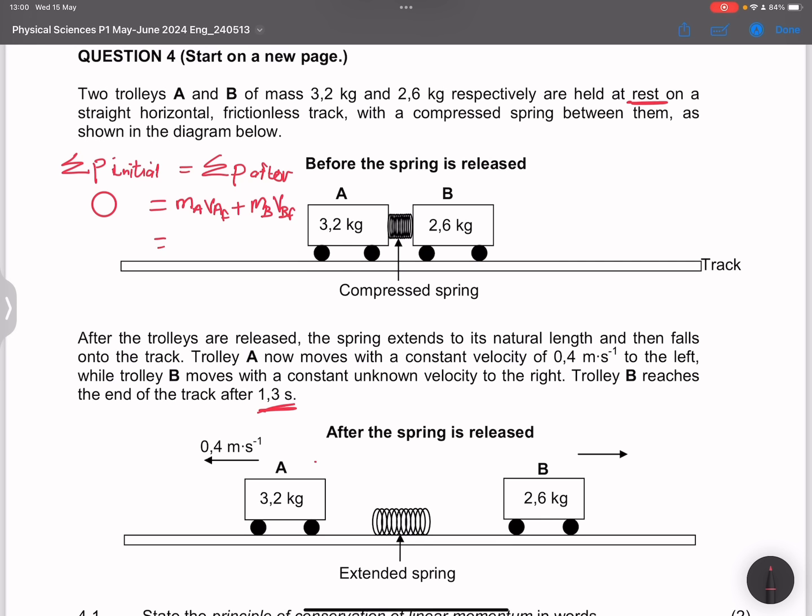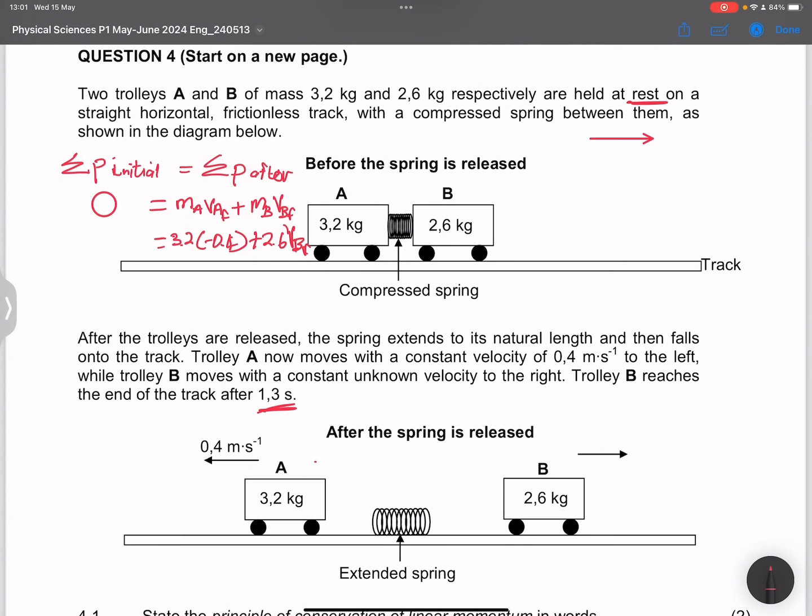Please be careful to always choose a direction. I'm going to stick with taking right as positive. So for A, which means A after collision moved in the negative direction, that would be 3.2 times negative 0.4, plus B, which would be 2.6, times the velocity of B final.